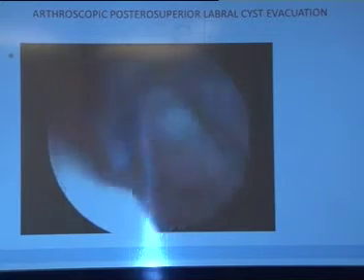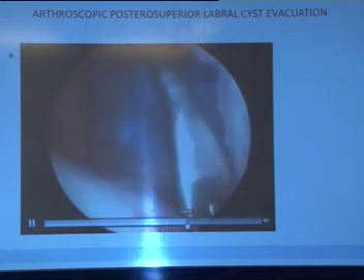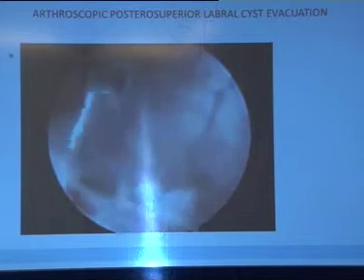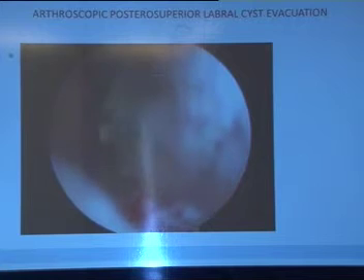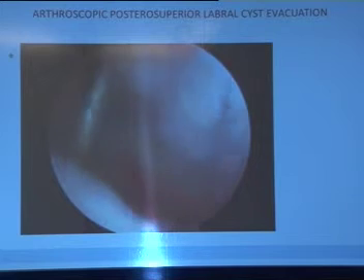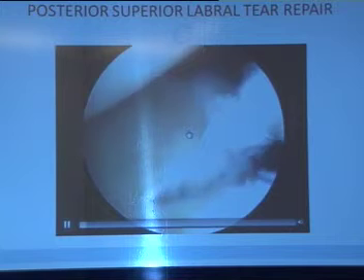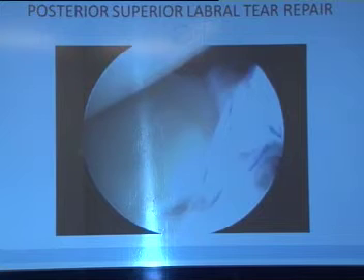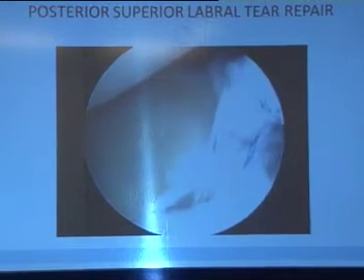Once you have delineated the labral cyst, so that's the cyst in the posterior superior aspect, and once you start enucleating it, you start seeing some gelatinous fluid coming out, which is the cystic fluid. Once you do that, you have to suture the labral tear, which is the primary reason why. It's the cause. Yes, it's the cause. So that's the cause of the paralabral cyst, and you have to stitch the posterior superior labral tear.